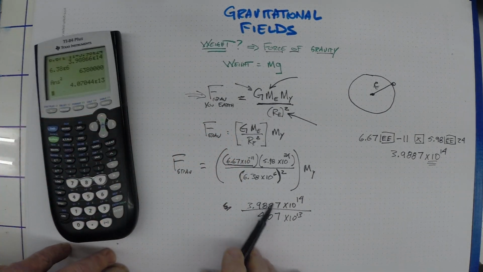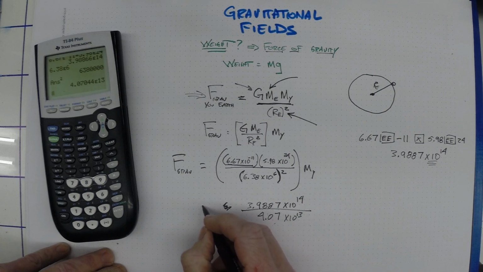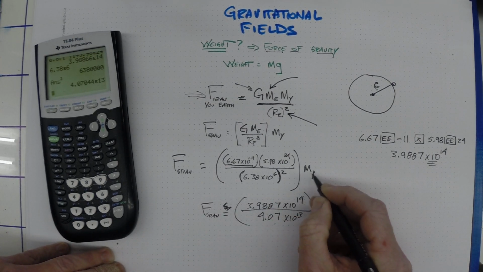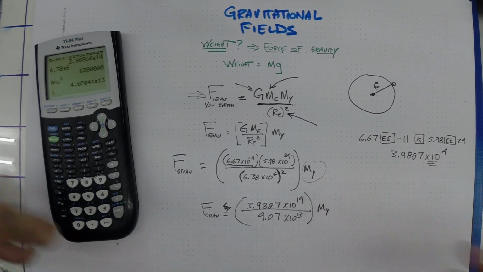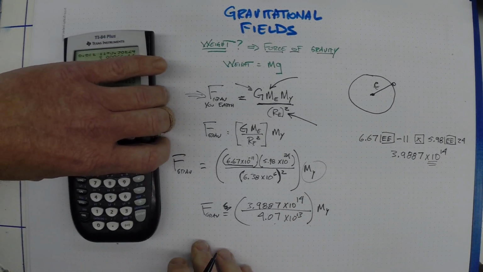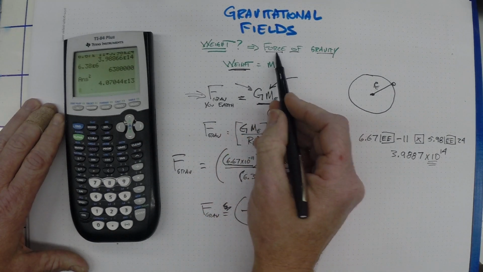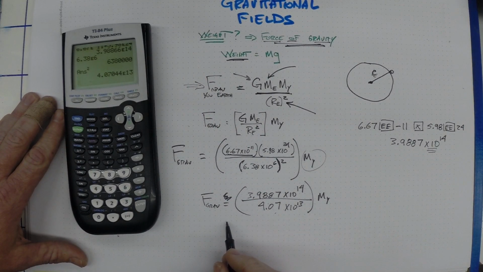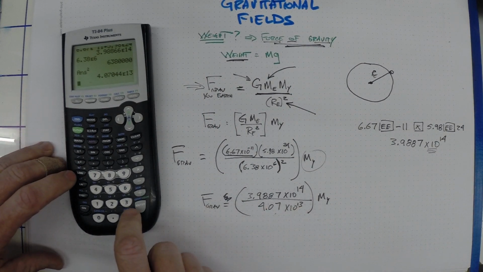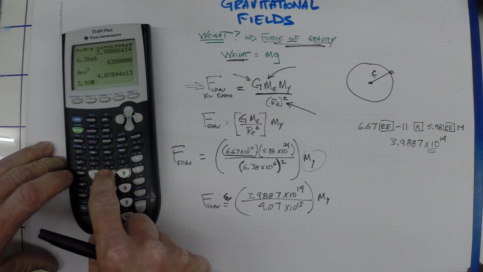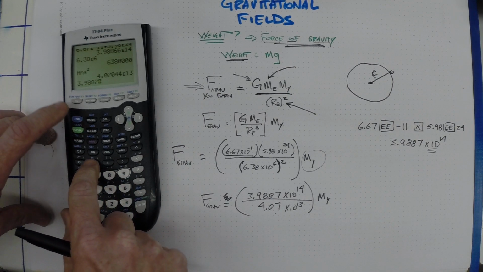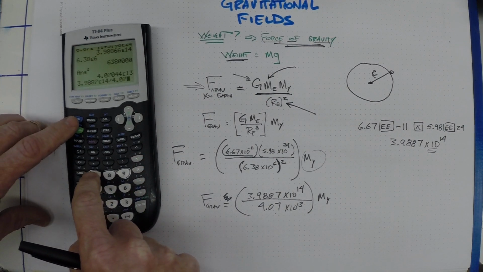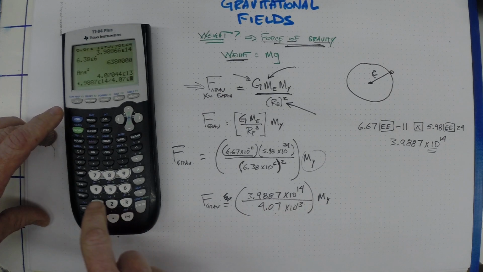So I end up with these two numbers, numerator, denominator. And this is the force of gravity equals whatever this number is, don't forget, times your mass or the mass of whatever object we want to find the weight of. Because remember, weight is just another word for force of gravity. So let's finish this thing out. 3.9887 EE 14 divided by 4.07 EE 13.